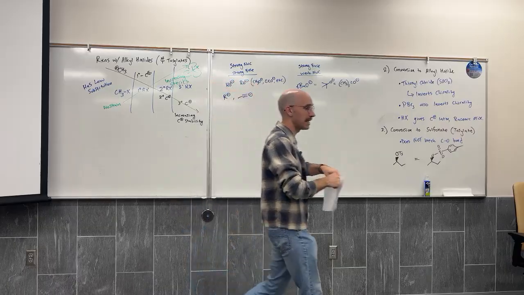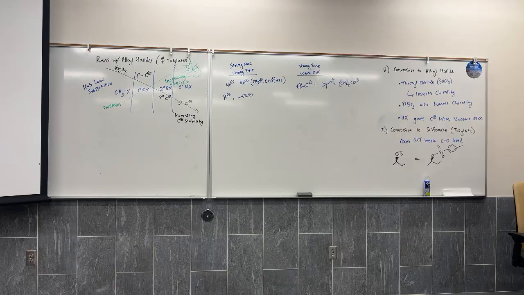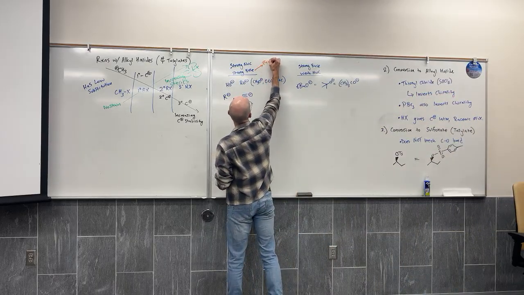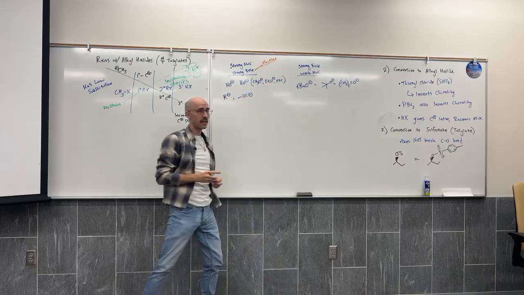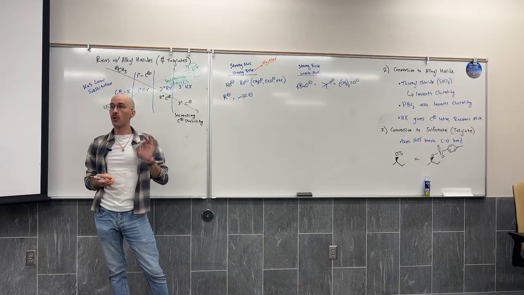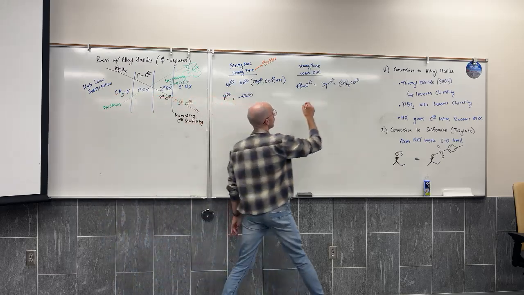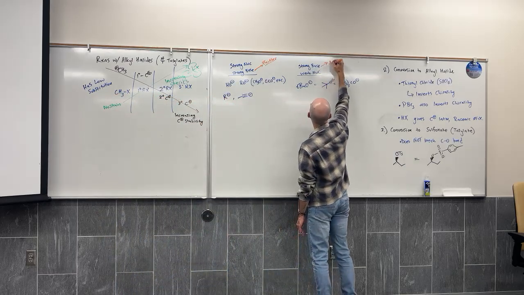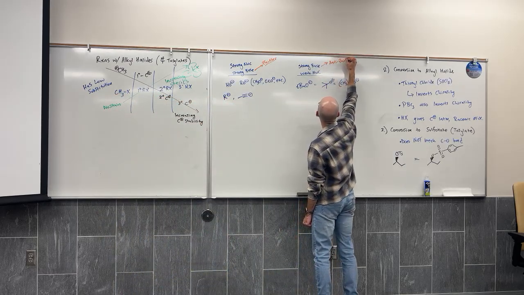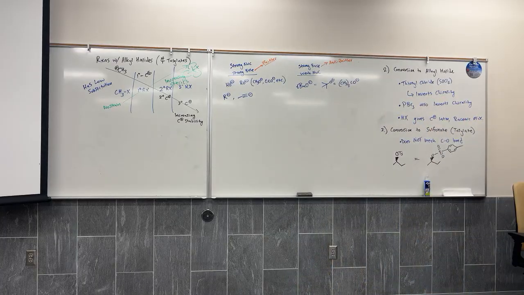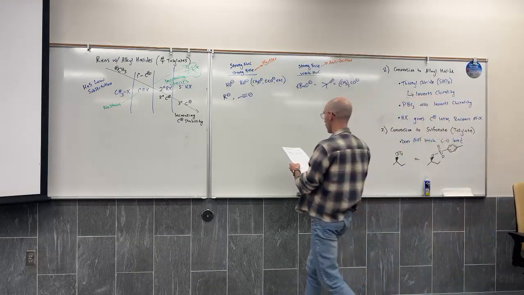And in terms of being a base, because it's so bulky, these bases are Zaitsev bases. They go for the most substituted alkene, the most stable alkene. But tert butoxide is the anti-Zaitsev base. It's bulky, so it goes for the least substituted hydrogen. It gives the least substituted alkene.